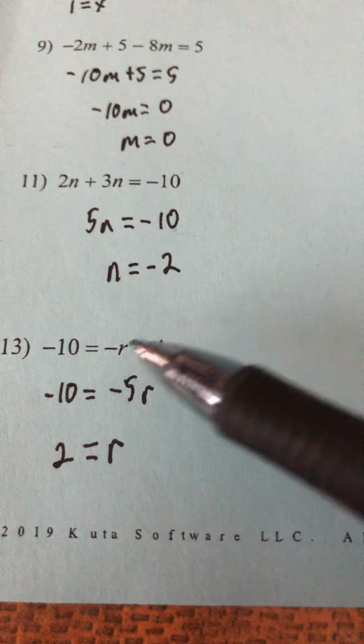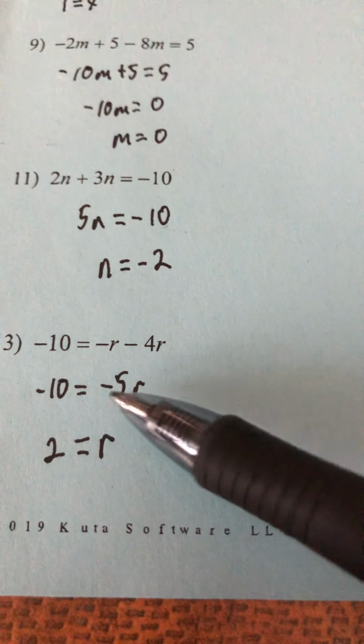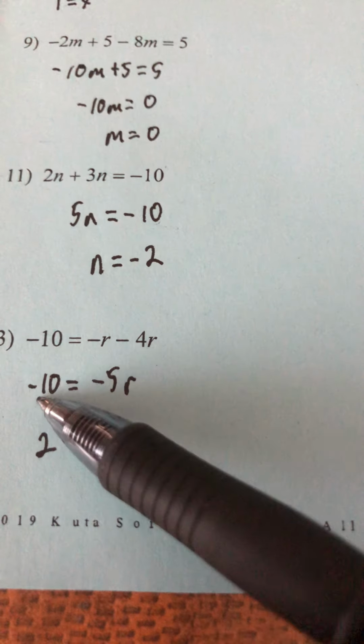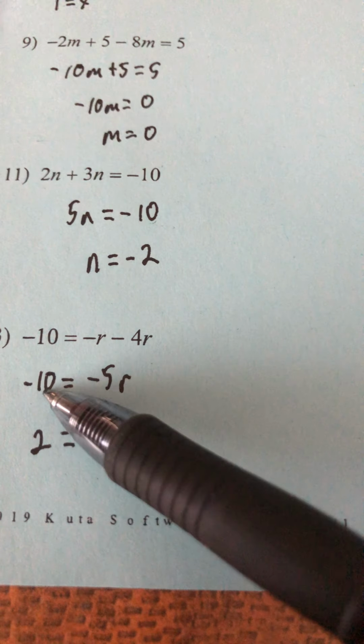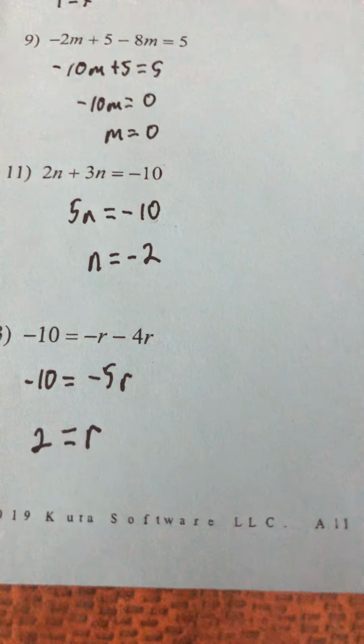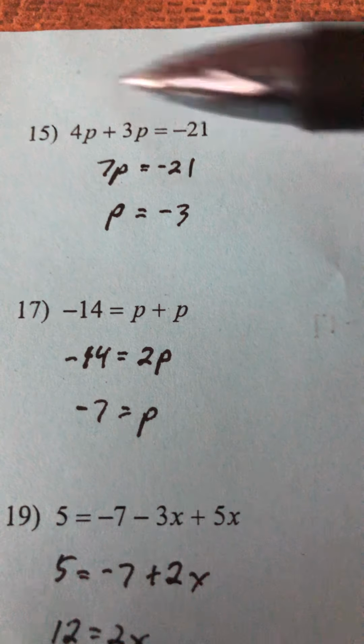Here I put my r's together. I have a negative r and I have a negative 4r. That makes negative 5r. I divide both sides by negative 5. I get my r by itself, and I get negative 10 divided by negative 5 equals 2. I'm going to go ahead and go on to the back too. I know you're going to need this for tomorrow, so go ahead and take a look at these.